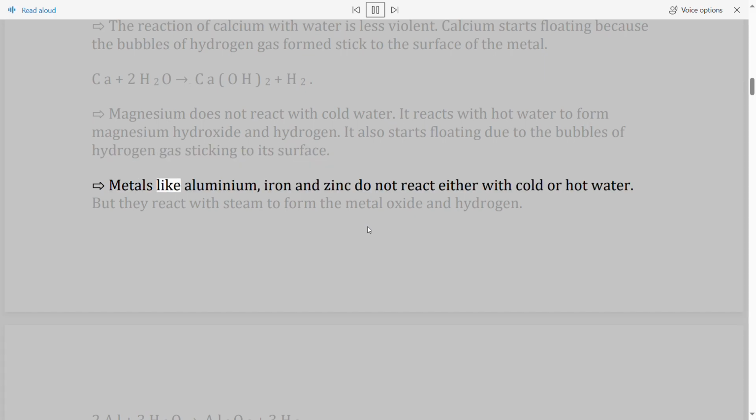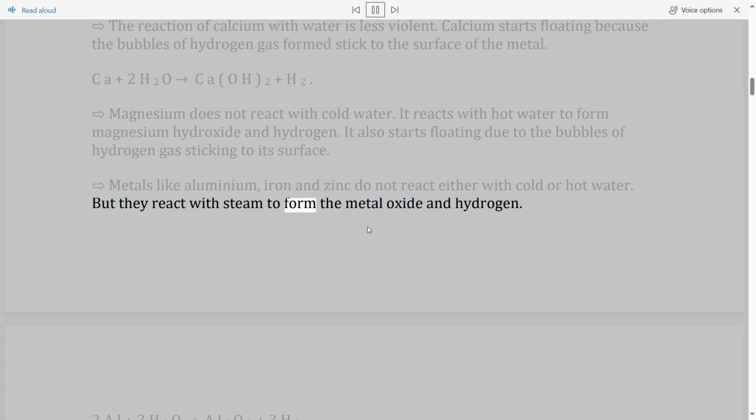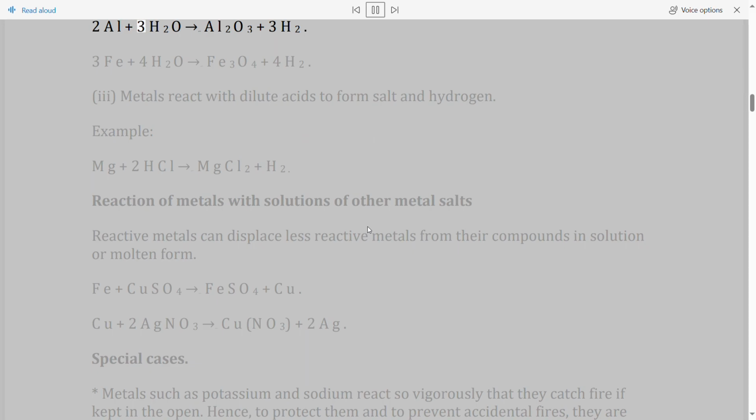Metals like aluminium, iron, and zinc do not react either with cold or hot water, but they react with steam to form the metal oxide and hydrogen. 2Al plus 3H2O gives Al2O3 plus 3H2. 3Fe plus 4H2O gives Fe3O4 plus 4H2. 3. Metals react with dilute acids to form salt and hydrogen. Example: Mg plus 2HCl gives MgCl2 plus H2.